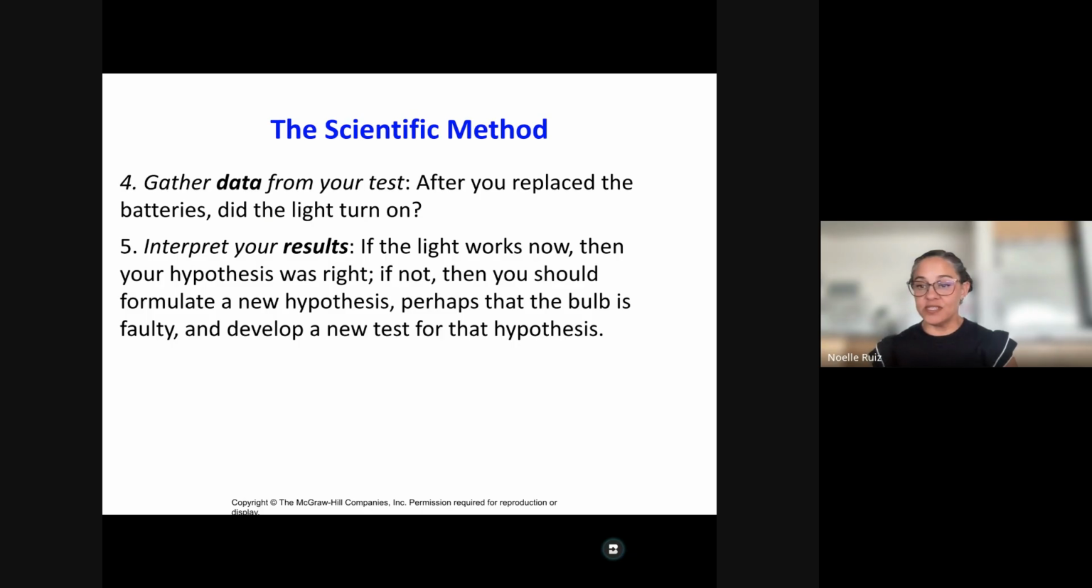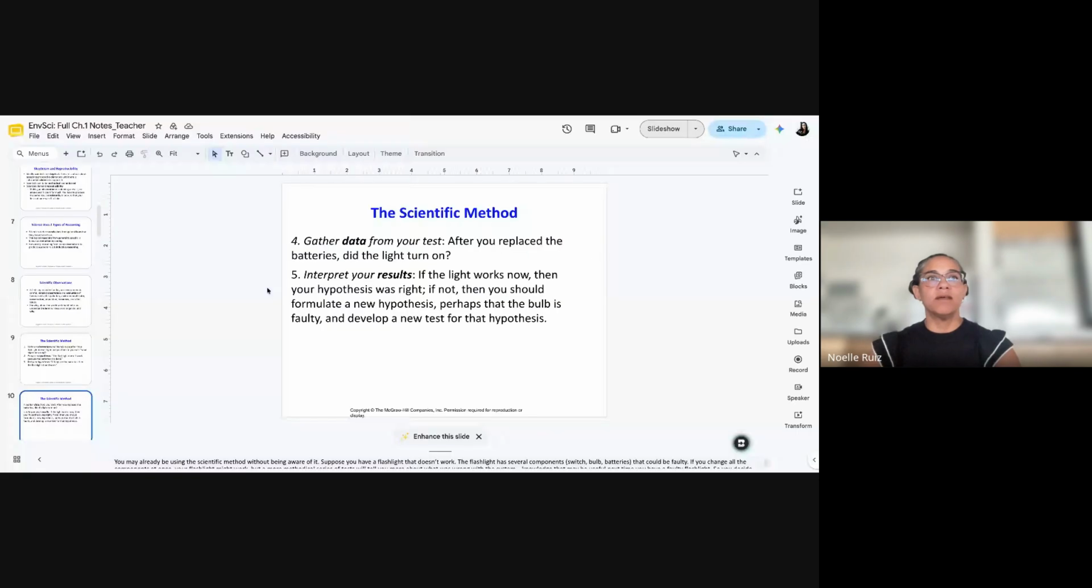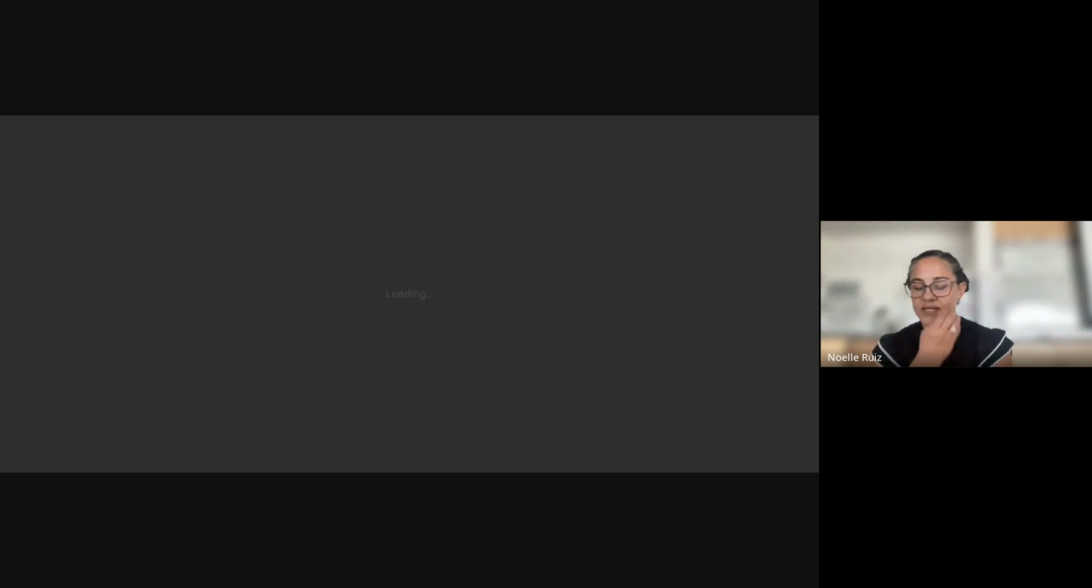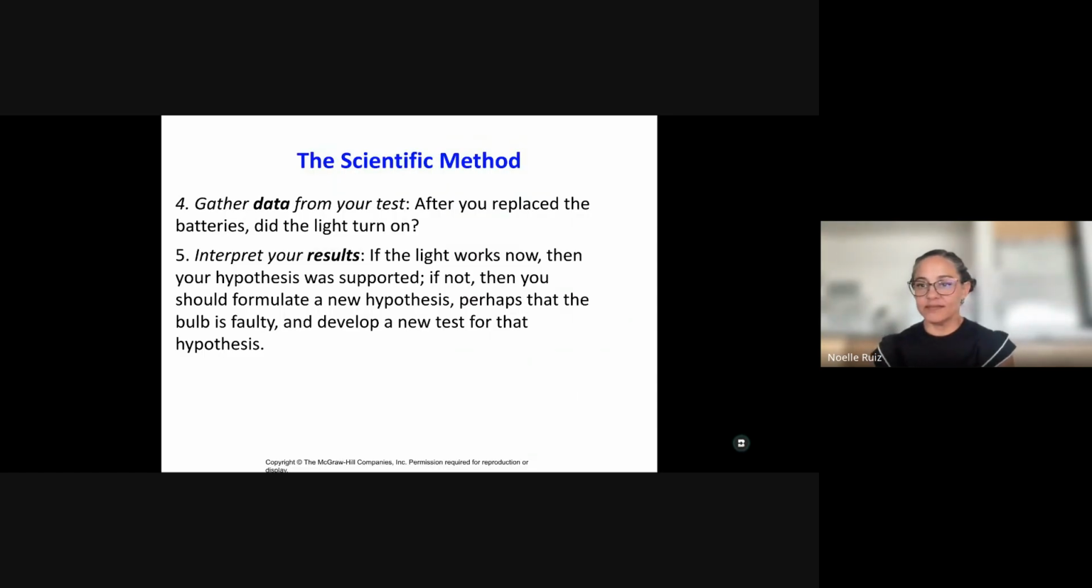And then you interpret your results and the conclusion. If the light works now, then your hypothesis was supported. I don't like that word. We don't use right and wrong. Your hypothesis was supported. I'm changing it. If not, your hypothesis was rejected. And then we start over. You form a new hypothesis. Okay, next time, maybe the light bulb is faulty. Maybe that's what we need to change. And then you go through all the steps again.